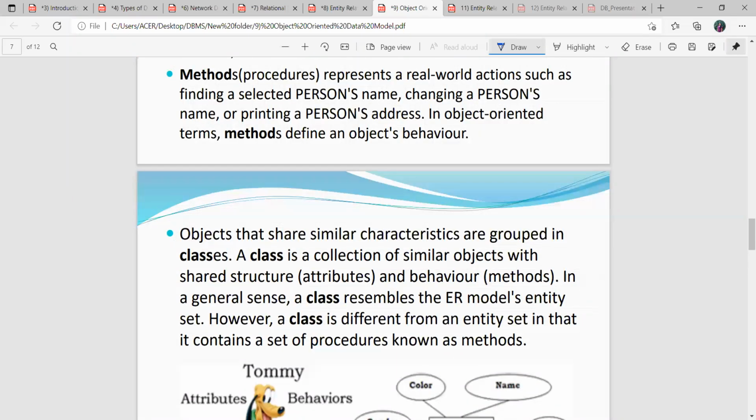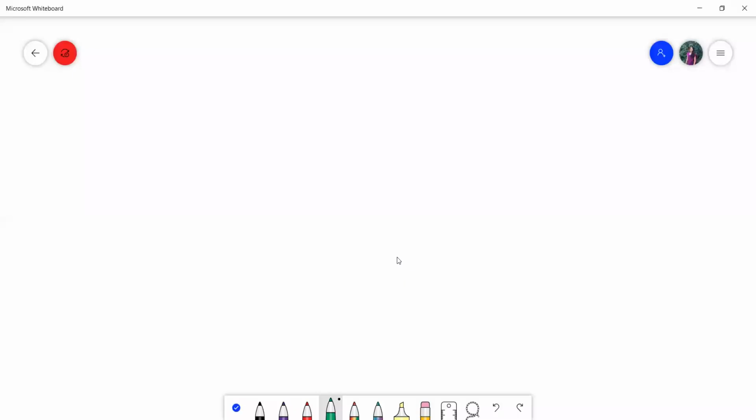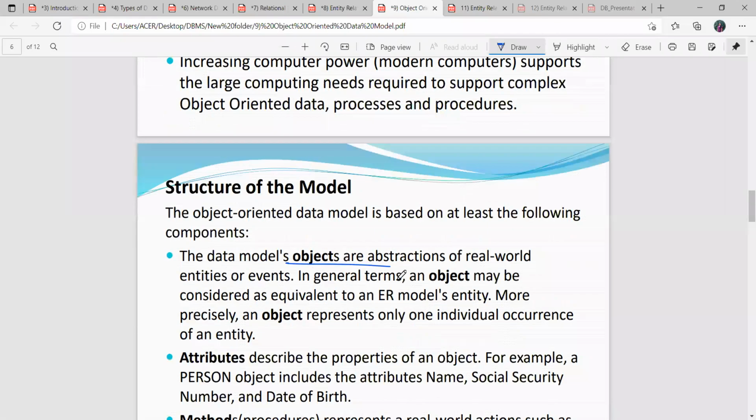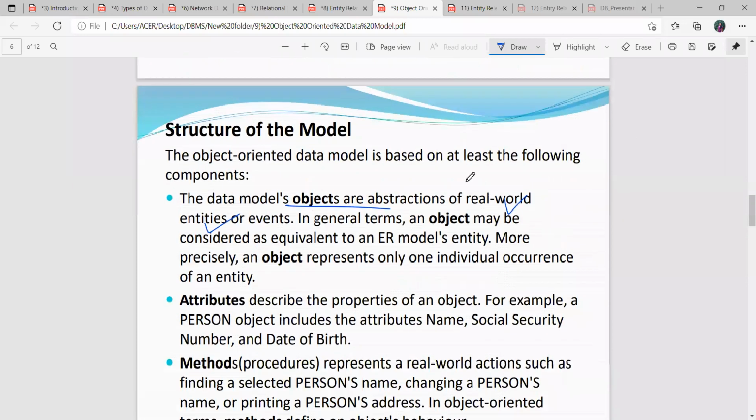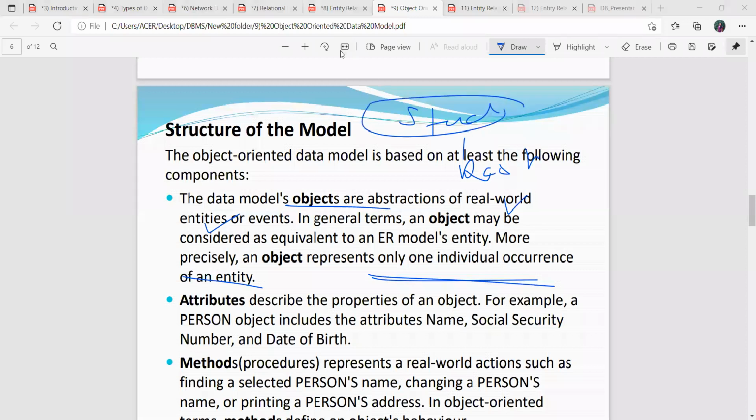I'm going to discuss it with an example. The objects are abstractions of real world entities or events. These objects represent only one individual occurrence of an entity. As an example, let's take student. Rashmi is an object of this entity. I'm going to upload these records to Learno USA, don't worry about it. Rashmi is an object of this student entity. Rashmi is one student in this class.